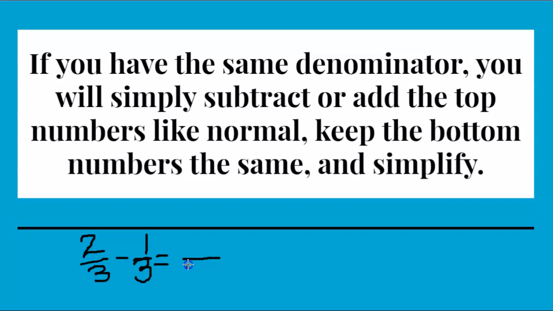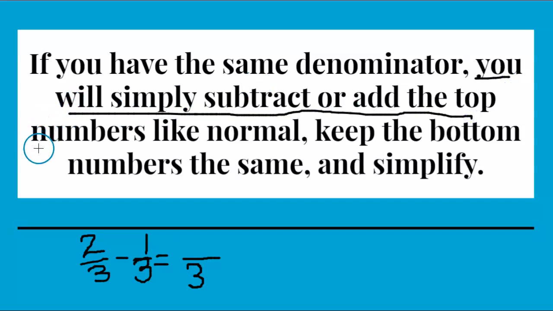Okay, so if you think that it is 3, then you are correct, because we want the bottom number, or the denominator, to stay the same. Now, we know that the second step is you will simply subtract or add the top numbers like normal. So we have 2 minus 1. So what is that equal to? I'll give you a few seconds. And that is equal to 1.